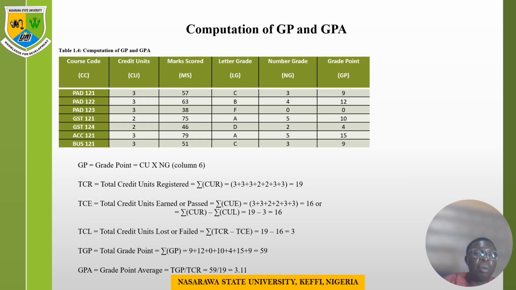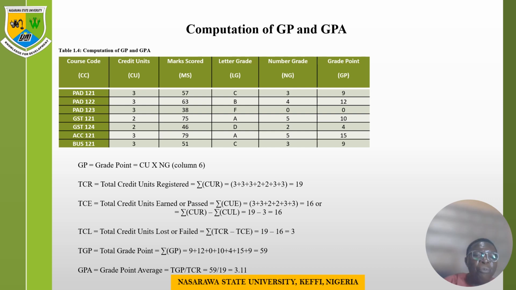So you can see the table, and as we already discussed, the credit units are there, the mark score are there, you can see them. So the credit unit is 3, 3, 3, 3, 2, 2, 3, 3 for PAD121, PAD122 and the likes. The same thing, the mark score column, the letters as previously, like you see for letter grade C, B, F, A, D, A, C, and the same applies.